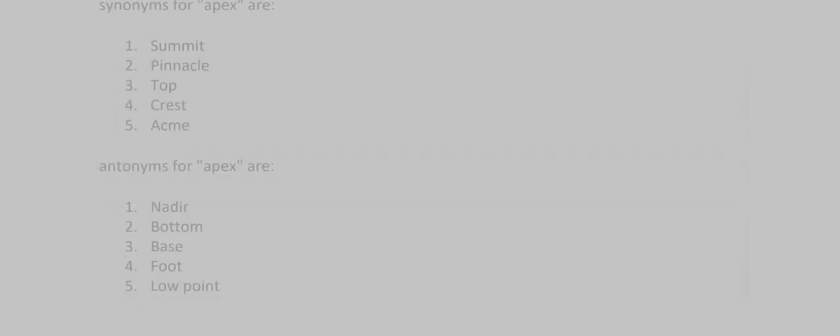Synonyms for apex are: 1. Summit. 2. Pinnacle. 3. Top. 4. Crest. 5. Acme. Antonyms for apex are: 1. Nadir. 2. Bottom. 3. Base. 4. Foot. 5. Low point.